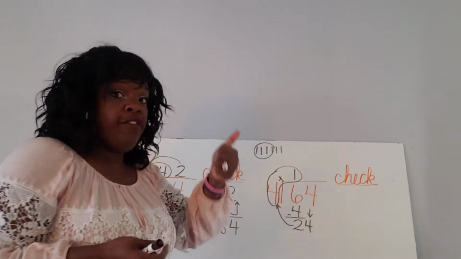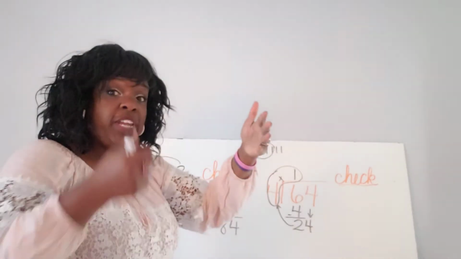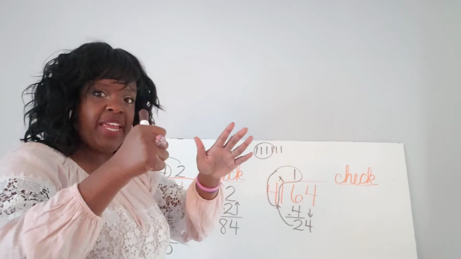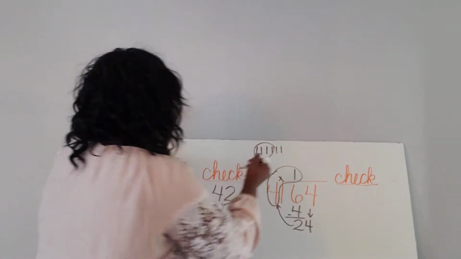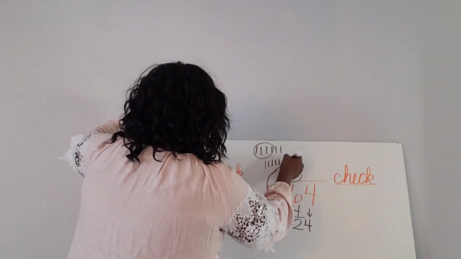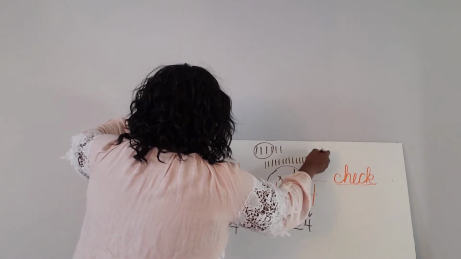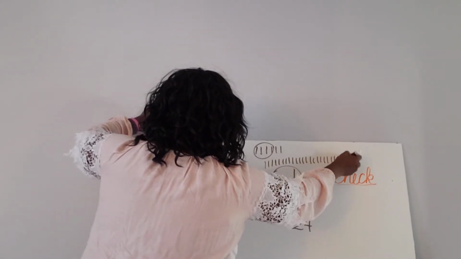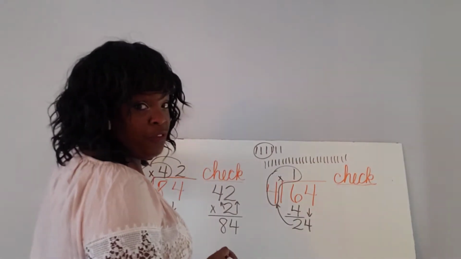So it's either 4, 8, 12, 16, 20, 24. Oh, there's my answer. Or 1, 2, 3, 4, 5, 6, 7, 8, 9, 10, 11, 12, 13, 14, 15, 16, 17, 18, 19, 20, 21, 22, 23, 24. Circle every group of 4.